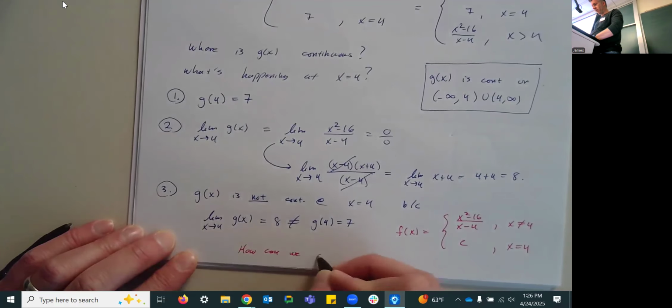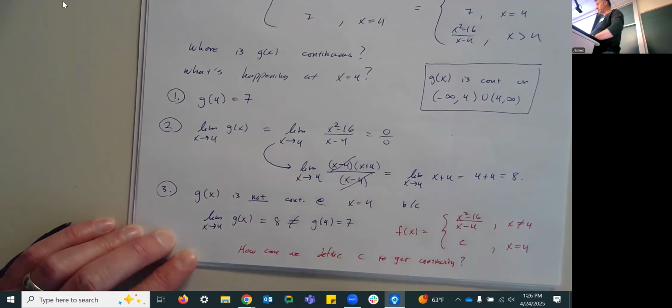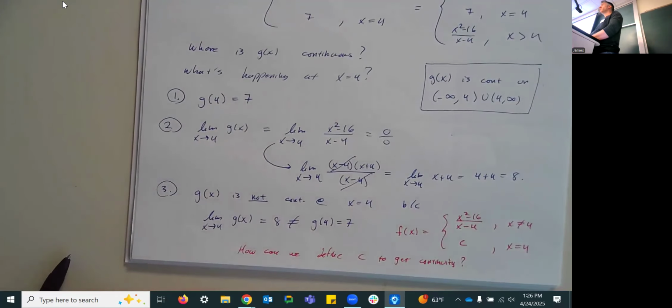How can we define c to get continuity everywhere? And what's the answer? What should c equal? Is it 7 or 8?